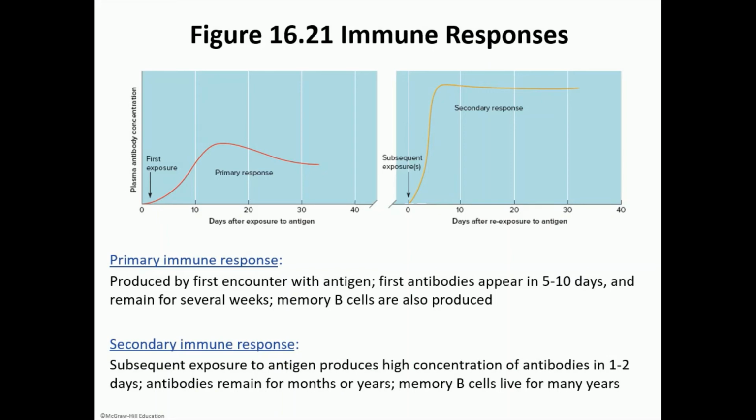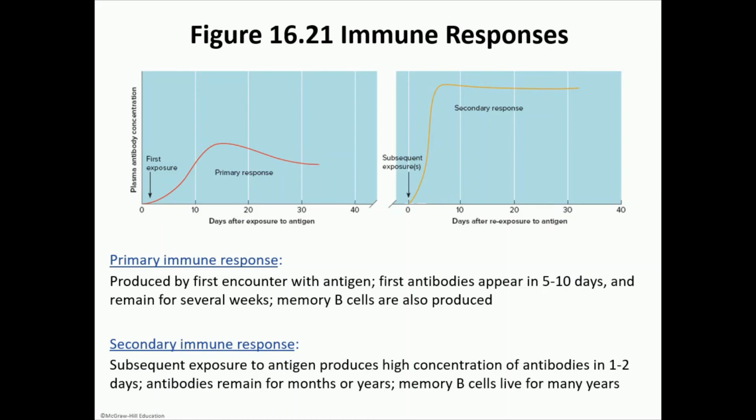Now for the different kinds of immune responses, we've got a primary and a secondary immune response. The primary immune response is when your body is introduced the very first time to that antigen. So you see here the very first exposure. Your body's response peaks at about 2 weeks, and this is how long it takes your body to defend you against that new antigen. And then that primary response tapers down a little bit.